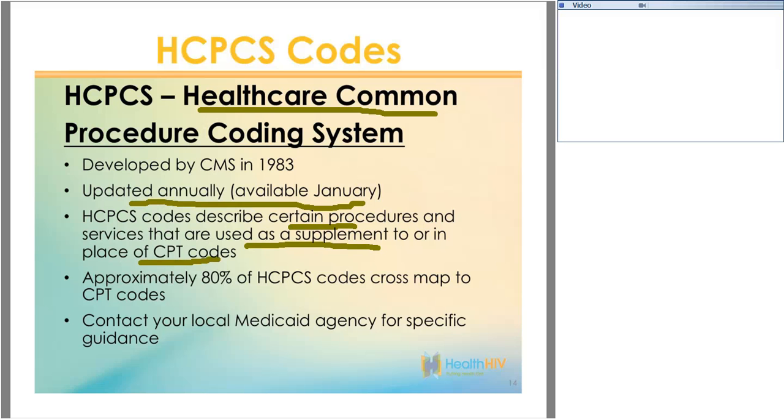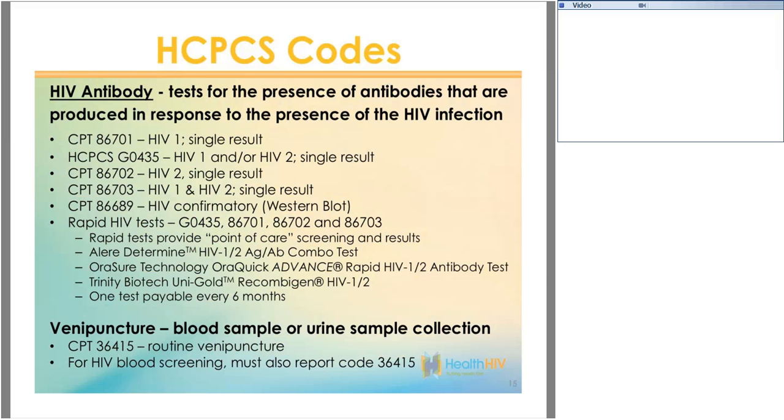Now, in terms of the codes itself, approximately 80% of the HCPCS codes cross-map to CPT codes. You want to follow up with your local Medicaid state agency to determine whether they want you to report HCPCS codes or whether they want you to report CPT codes in those instances where there's a code for HCPCS and a code for CPT. If there's only one code, whether it's a CPT or a HCPCS, then you would just report the one code. And when we get to the slides, which is now, you'll see the distinct differences in the codes.